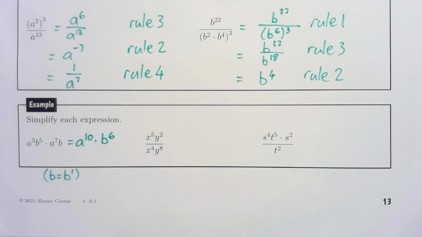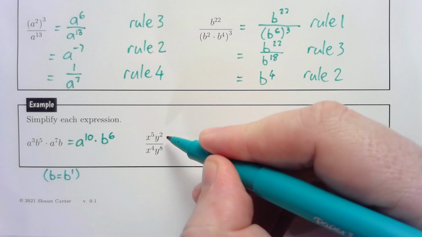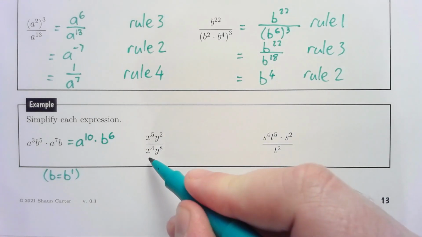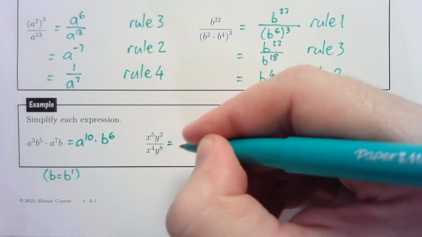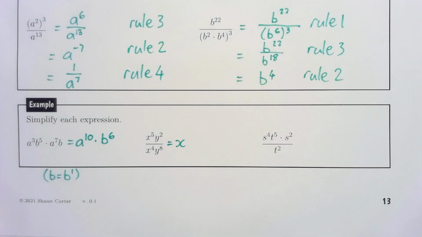If we have x to the power of 5 times y to the power of 2 over x to the power of 4 times y to the power of 8, by dividing our x factors, we get x to the power of 1, which we can just write as x, and we get y to the power of negative 6.